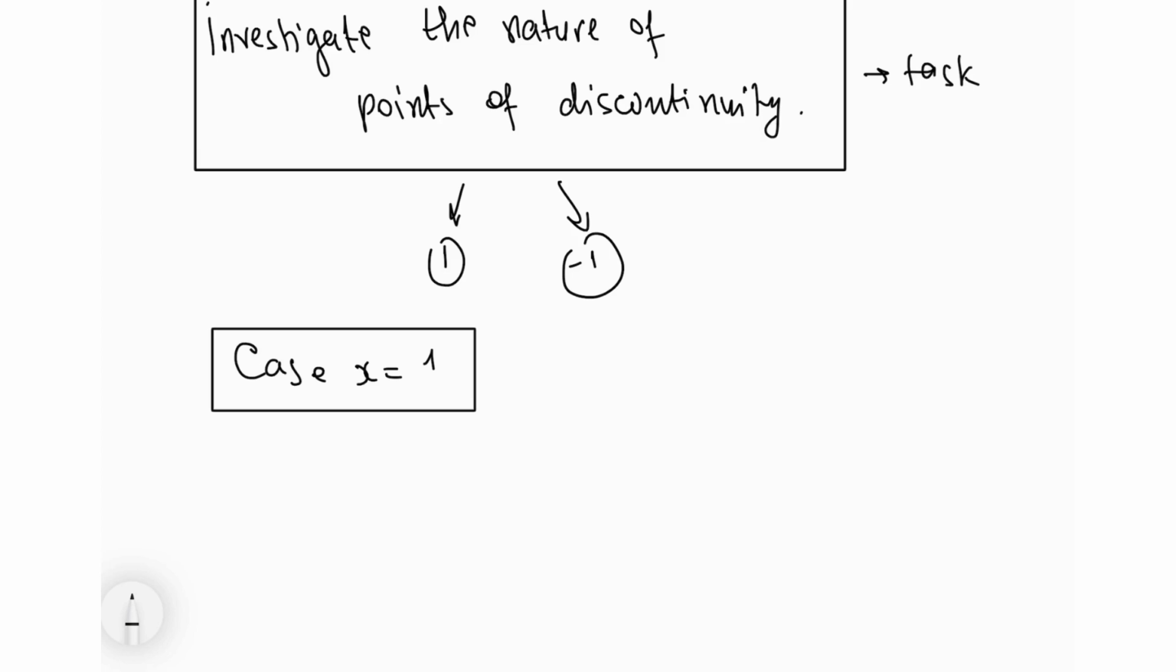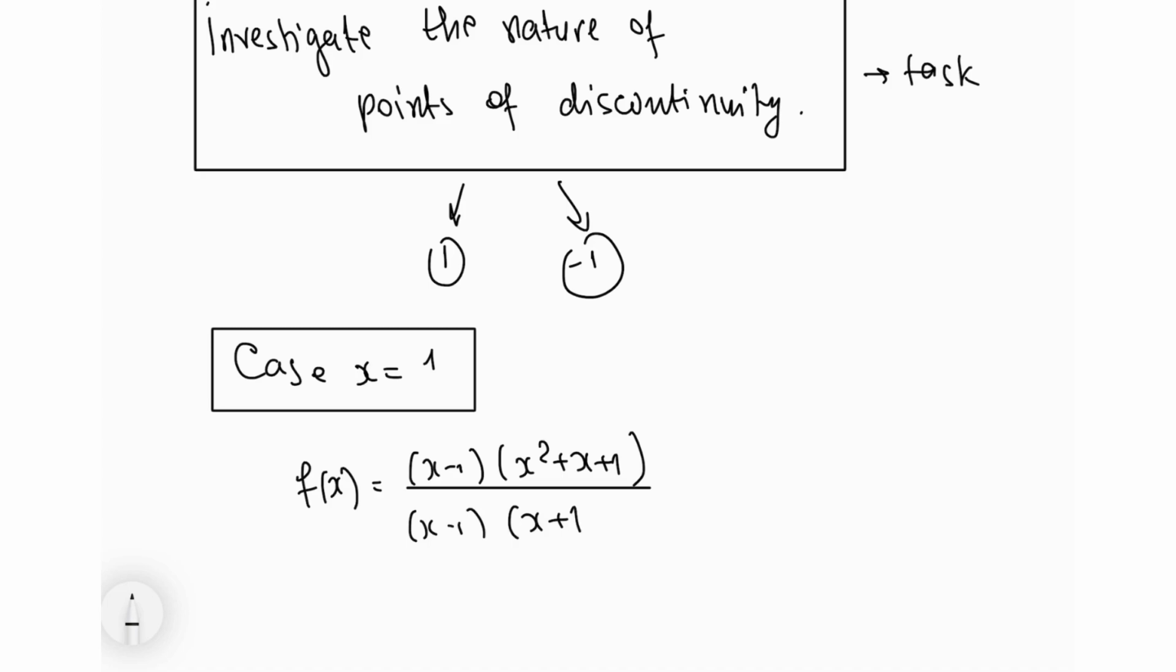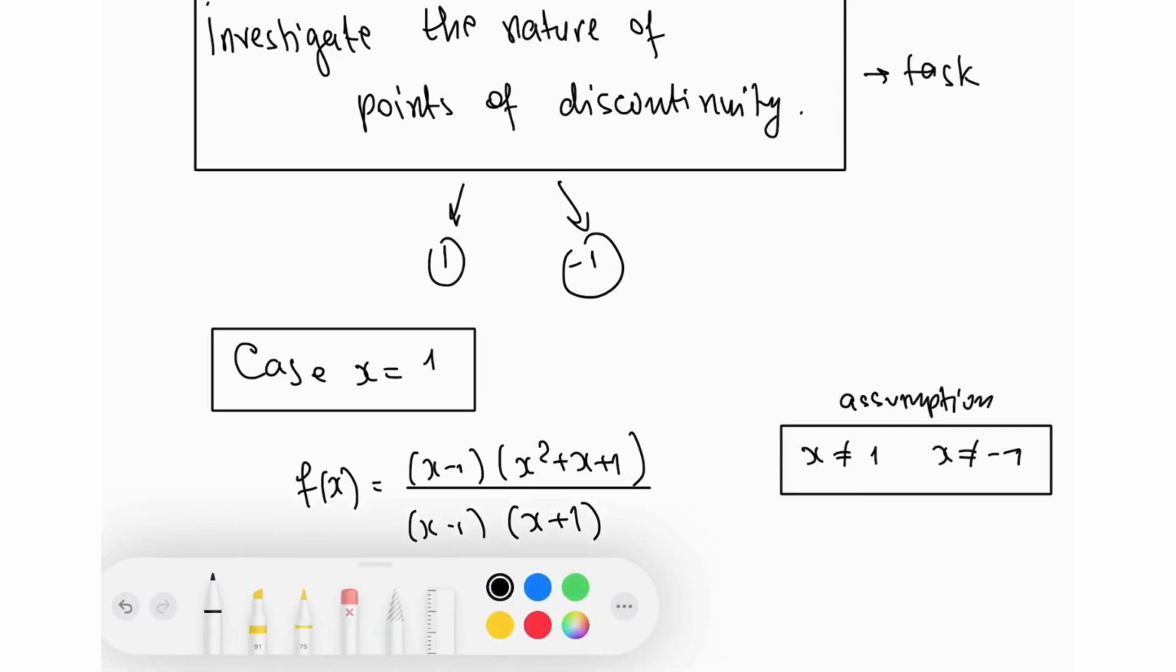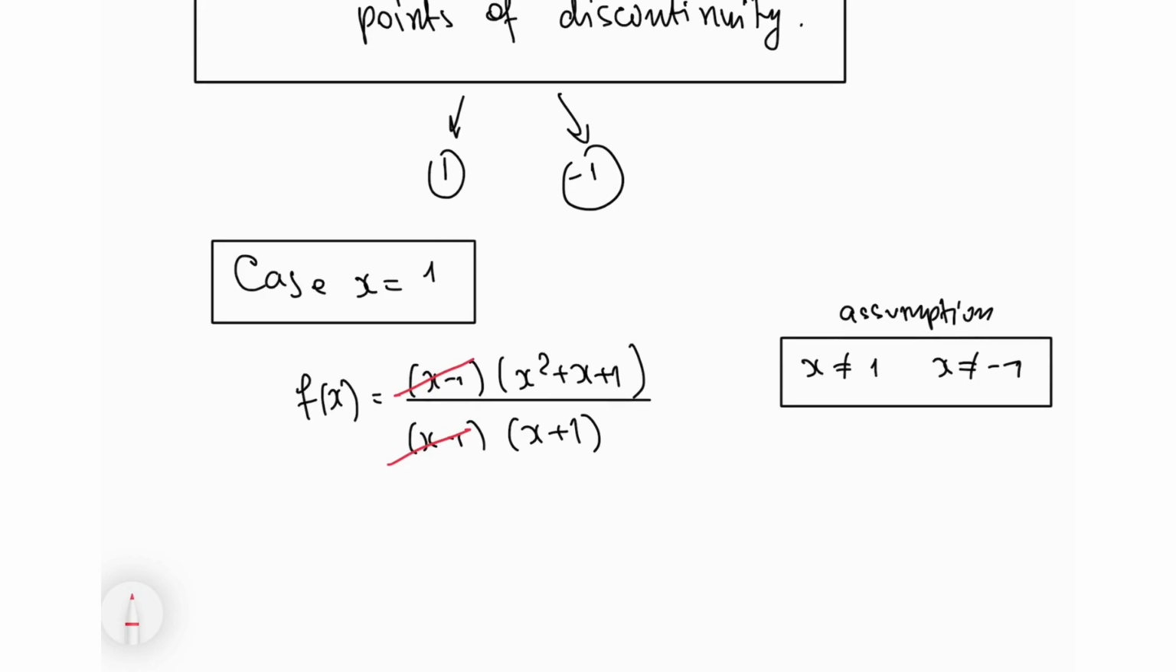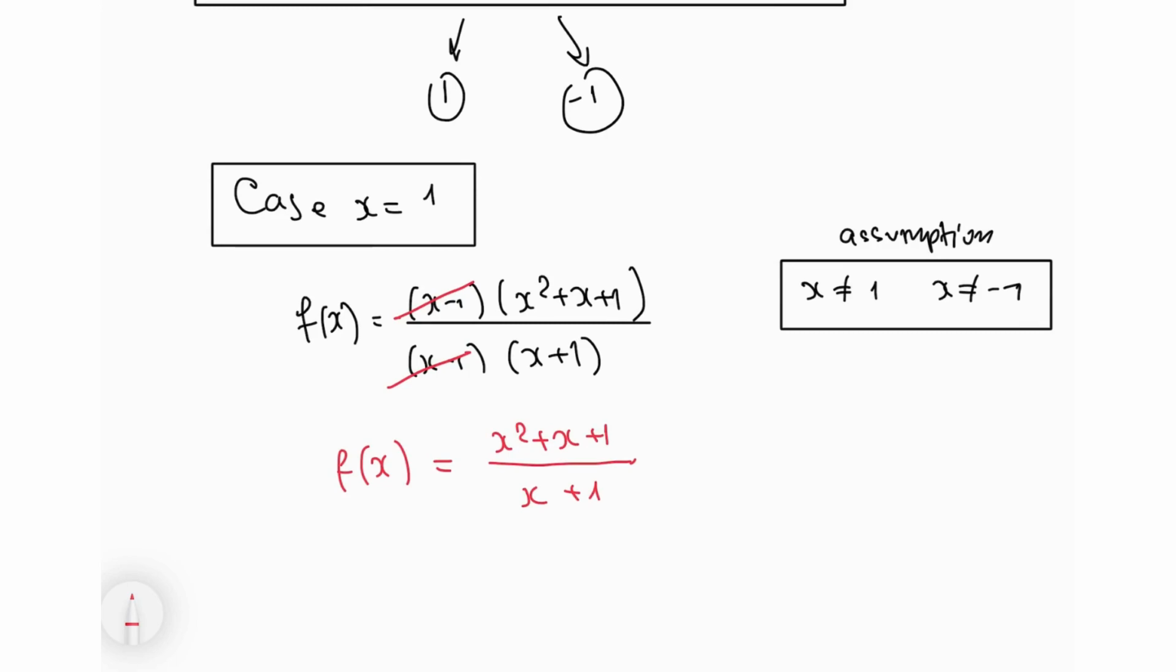Now let us go again to the definition of the function. So that is x minus 1, x squared plus x plus 1 over x minus 1, x plus 1. And we know that x is different from 1, x is different from -1. Under this assumption, we can cancel. So we obtain f of x is x squared plus x plus 1 over x plus 1. Again, under this assumption only.